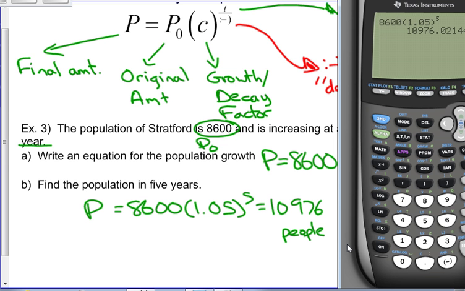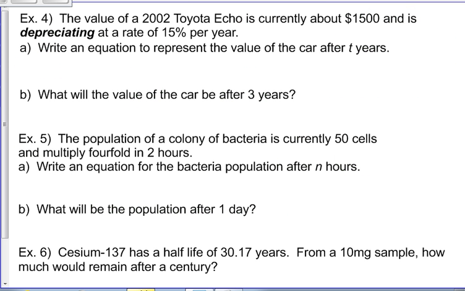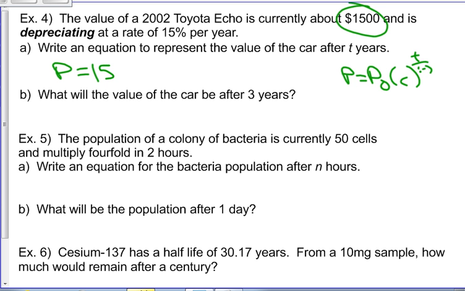Let's try a few more of these using that general formula. The value of a 2002 Toyota Echo is currently about $1,500 and is depreciating, that means decaying, at a rate of 15% per year. So, the general formula was P equals P0 C to the t over smiley face. We can probably pick out what's going on with P0. It's the original or initial amount of 1,500.